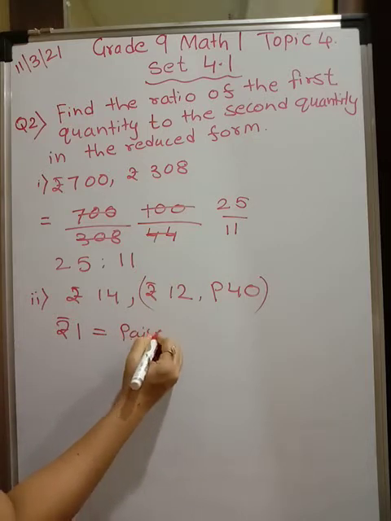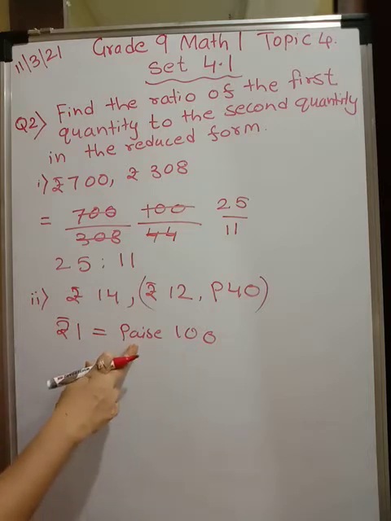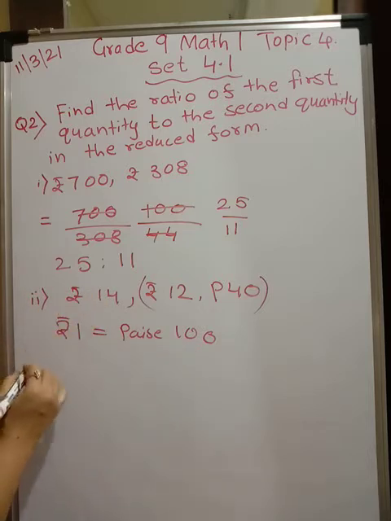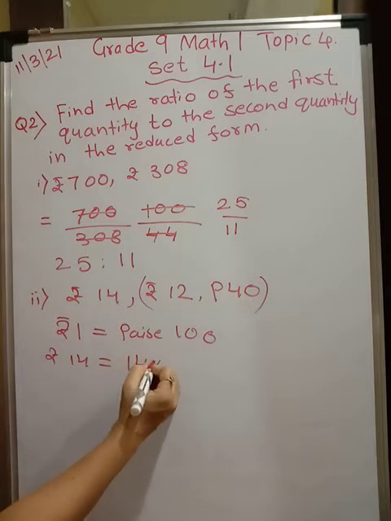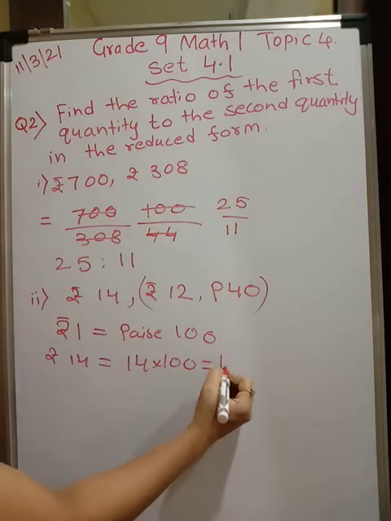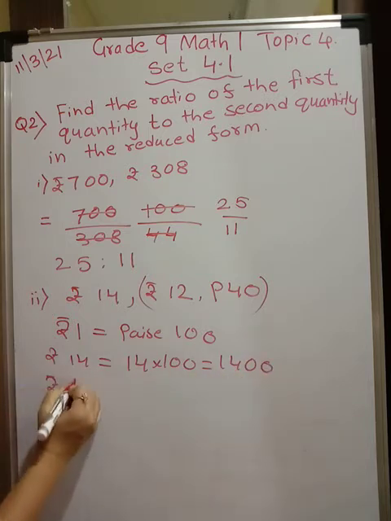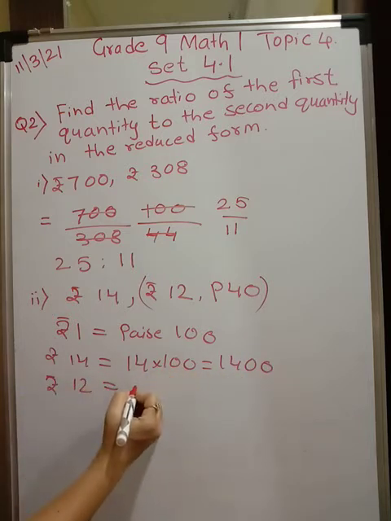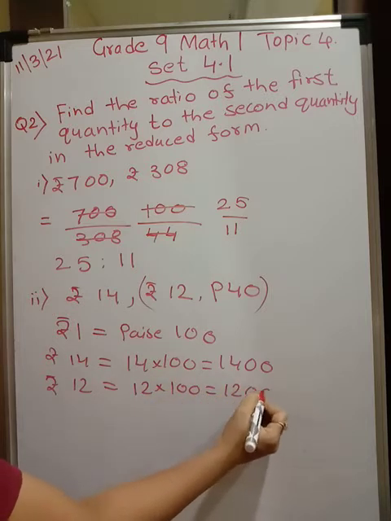Paise 100. So 1 rupee is equal to 100 paise. Alright. So rupees 14 is equal to 14 into 100, which is equal to 1400 paise. Now rupees 12, similarly like this, you have 12 into 100, which is equal to 1200 paise.